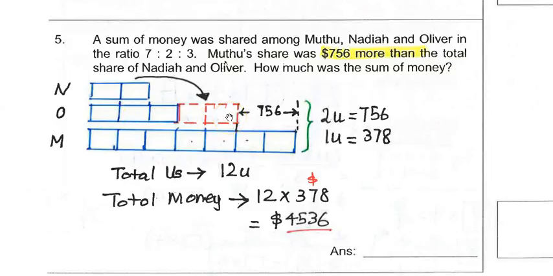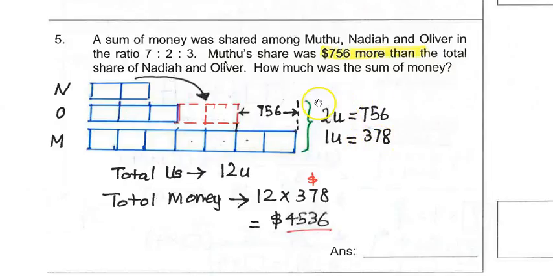Okay, compared to Muthu. Muthu is all the way here. Now the difference is this, right? Is what is said over here. 756 more. If 756 is over here, which is the difference, it is 2 units. Okay? Now you can find 1 unit. 2 units is 756. 1 unit is 378. Okay? So you have 1 unit is 378.